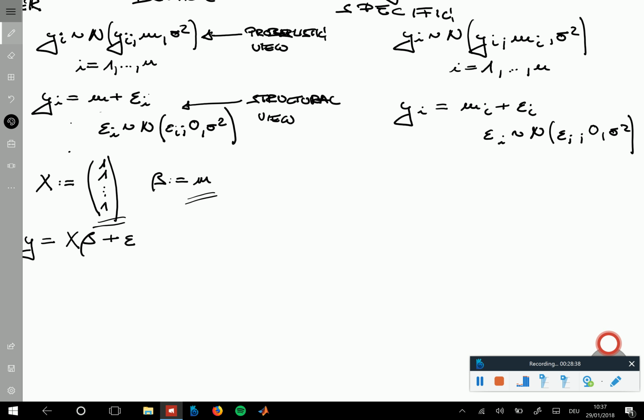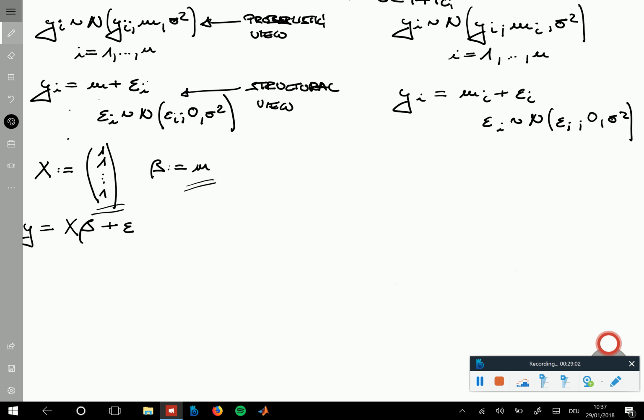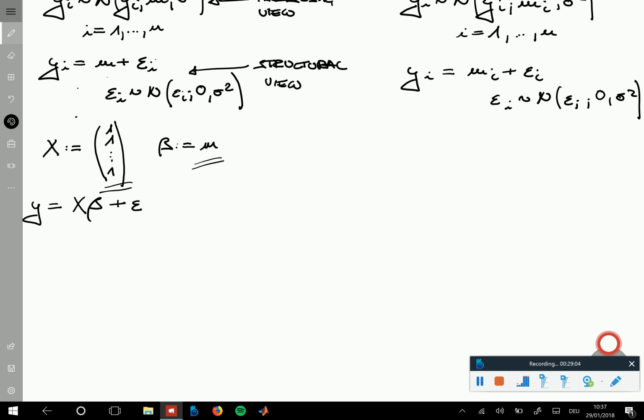Okay, so maybe then explain what you see. I see an identity matrix, n by n, and I see a beta parameter column vector from m_1 to m_n, and once you multiply it, then you would get different expectations. Exactly.